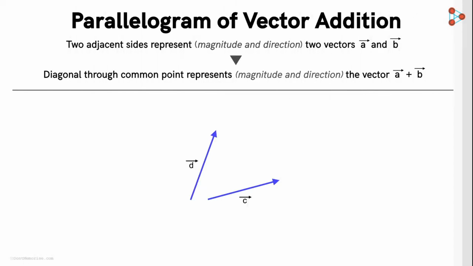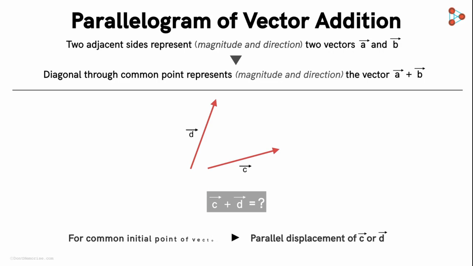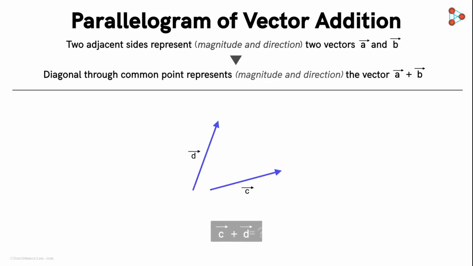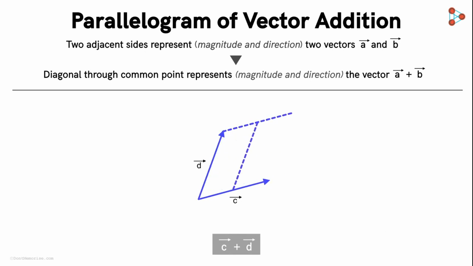Now suppose we are given these two vectors C and D whose initial points are not the same. Can you find their vector sum? For this, we will just have to move one of the vectors parallelly without affecting its magnitude and direction such that the initial points of both the vectors coincide. If we move vector D, then we will get this. Now we draw two lines parallel to vectors C and D to form a parallelogram. Then, according to the Parallelogram Law of Vector Addition, this diagonal will represent the sum of the vectors C and D.